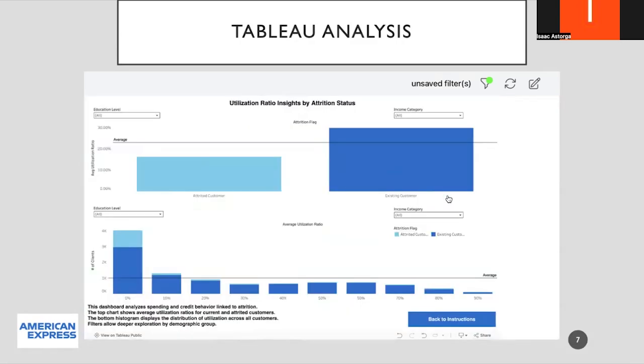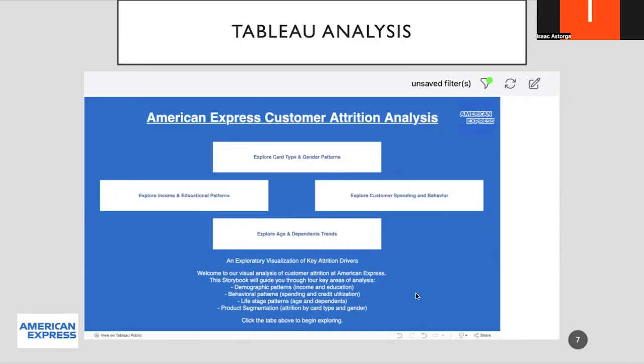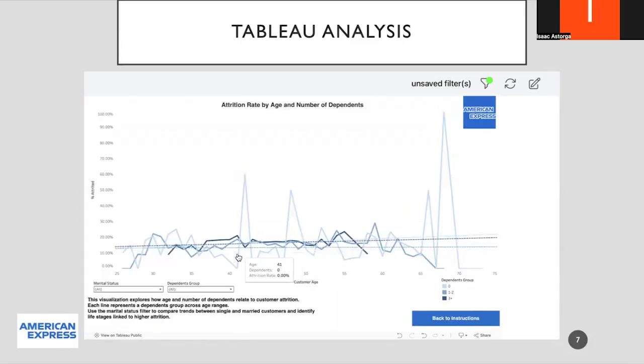Then for behavioral patterns, you'll have utilization ratio between existing customers and attrited customers, and a bar chart of the total amount of clients in which percentage of utilization ratio. You can also sort amongst education level and income category for this as well. Then for life stage patterns, we have three lines showing all three dependent groups, and you can sort between the marital status, and these lines show the age, dependence, and attrition rate, but also if you want to see one line, you can sort by dependence group.